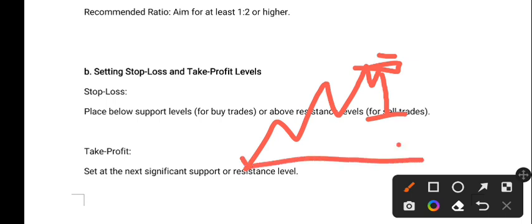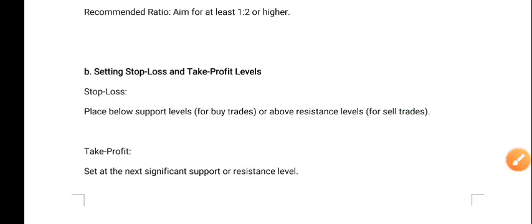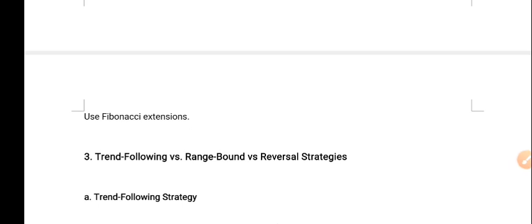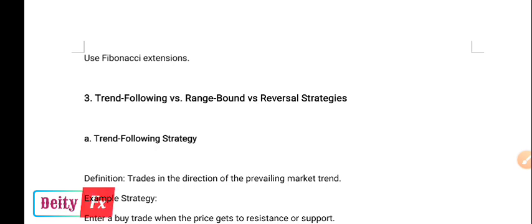You understand? So yeah, that's just it. That's where you take your profits. That's where you put it to get the gain you're going to get. Or use Fibonacci extensions. Yeah, Fibonacci extensions, you can get it. It is a tool in the app. So you just go to your app and you get it.